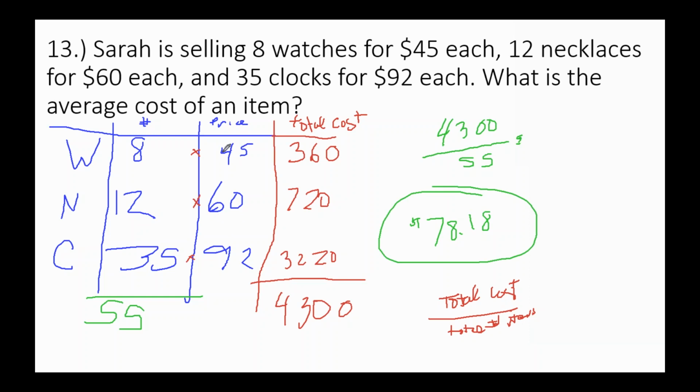And that should make sense. The lowest priced item was 45. The largest priced item was 92. So your average item cost should be somewhere between those two, right? Somewhere between those two. All right, I want to do a GPA problem, and then I'm done with math.